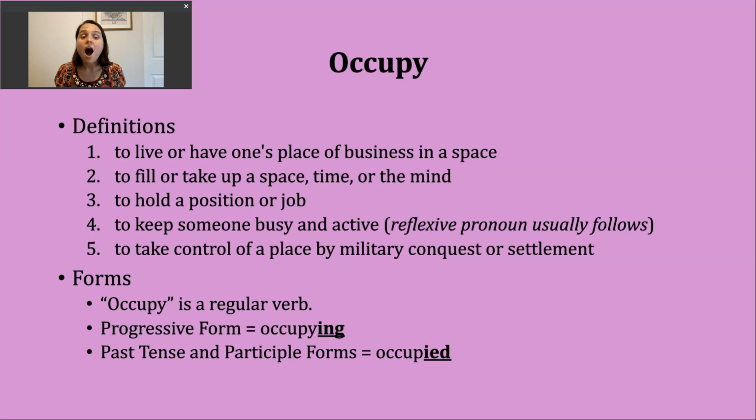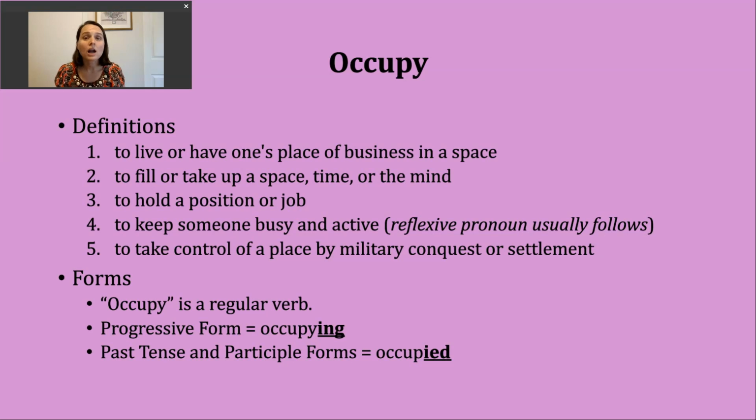You should know that occupy is a regular verb. To make the progressive tense, all we need to do is add ing to form occupying. The past tense and participle forms of this verb are made by adding ed, but because this verb ends in a y, we have a spelling change. So we're going to drop the y, add an i, and then add ed.